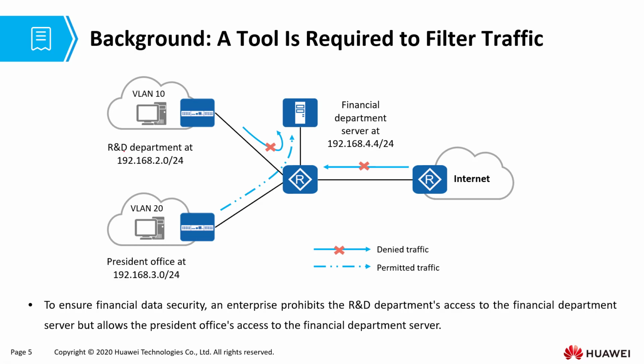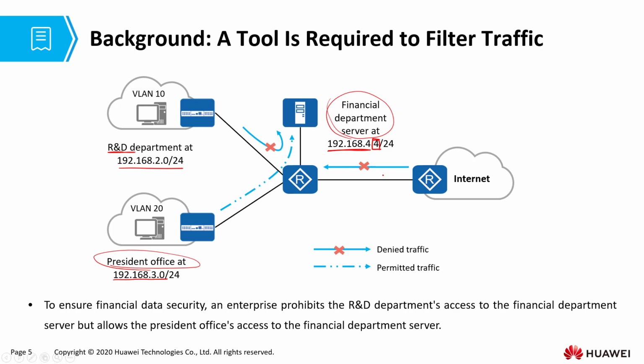So right here we have a research and development department on the network 192.168.2.0/24, meaning there are several users on that subnetwork. We also have VLAN 20 on the network 192.168.3.0/24, typical users in the president's office at that network. We have the financial department server. This is a server for the financial department, particularly residing at the 192.168.4 network, and particularly it is .4 host/24. Now, this is the financial department server. It is a server that is accessed by the financial department.